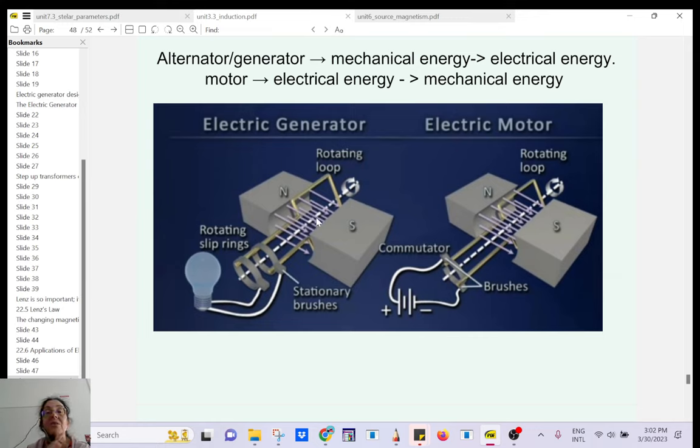Here's another thing that is interesting. You have an electric generator and an electric motor, and they are just the symmetry. I showed you that in a demo, right? If you have current, you're going to have a motor. Or if you turn here, you can produce electricity.